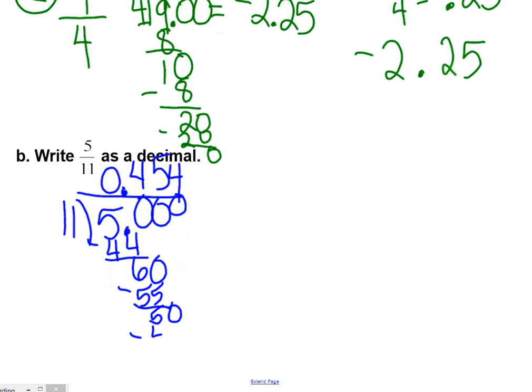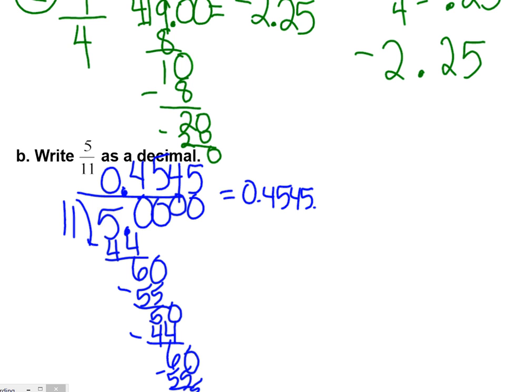When I subtract, I get 6 left over again. I'm going to add a 0, bring it down. 11 goes into 60 5 times. When I subtract 55, I get 5 left over. And you'll notice this pattern, 0.4545. It's going to keep going. Instead of continuing on and on forever, we simply rewrite this repeating decimal as 0.45 with a bar above the 4 and the 5. And that shows the 4 and the 5 repeat.